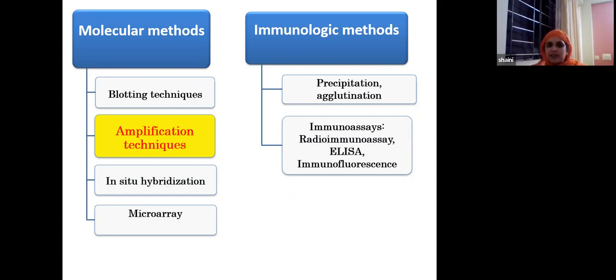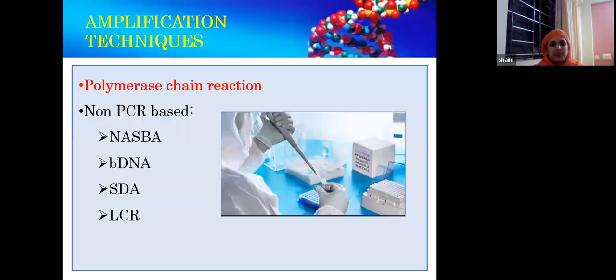For example, the blotting technique can pick up one DNA or RNA in 200 host cells. But with the advent of amplification techniques, the prototype of which is PCR, PCR was a game changer. With PCR, you don't need a high DNA or RNA load, because in PCR the DNA is amplified, and so it can pick up like 1 in 50,000 host cells. One DNA fragment in 50,000 host cells can be picked up by a PCR reaction.